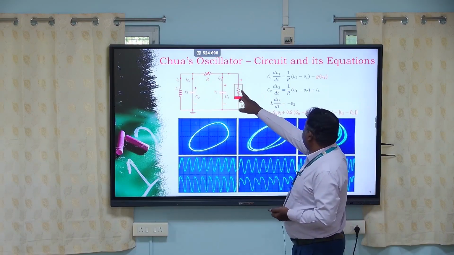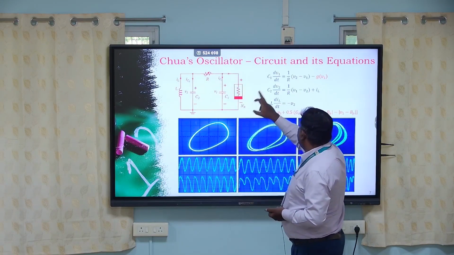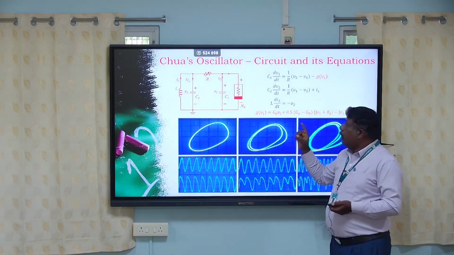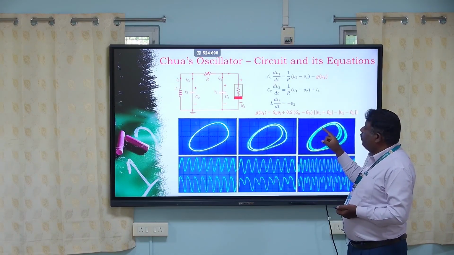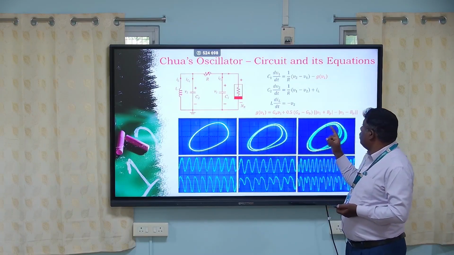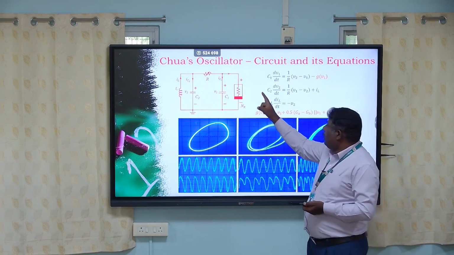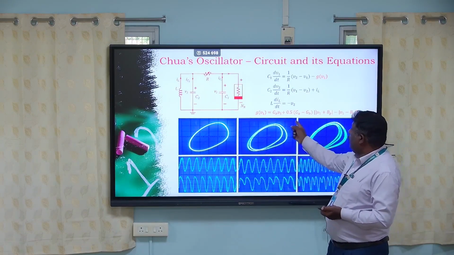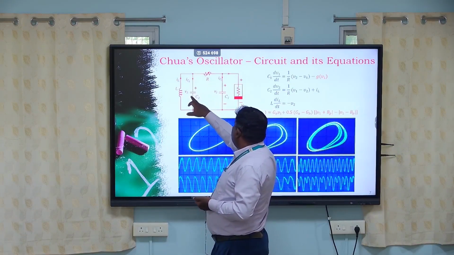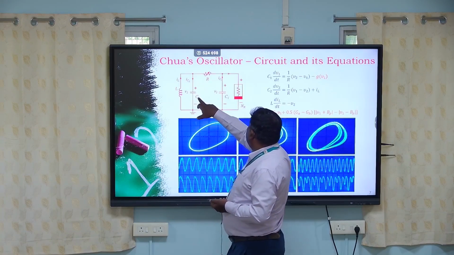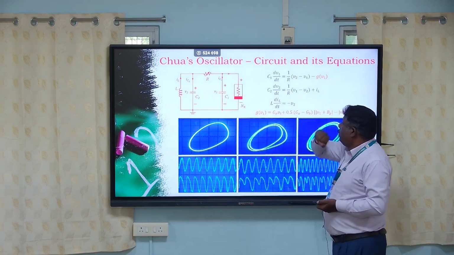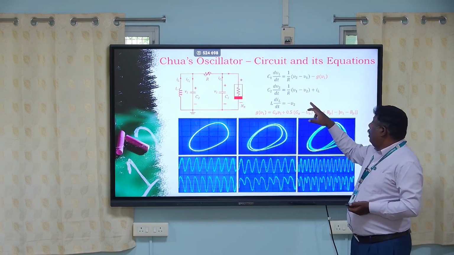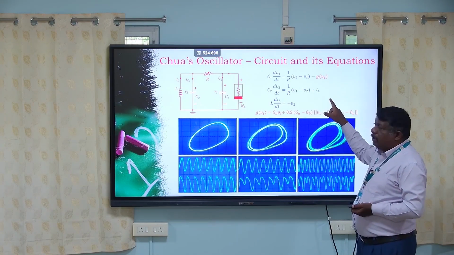From this circuit, at this point we can write this equation: C1 dV1 by dt is equal to (V2 minus V1) divided by R minus G of V. G of V is the current through this nonlinear element. Then the second equation is taken here, the current through the capacitor C2. So C2 dV2 by dt is equal to (V1 minus V2) divided by R plus IL.